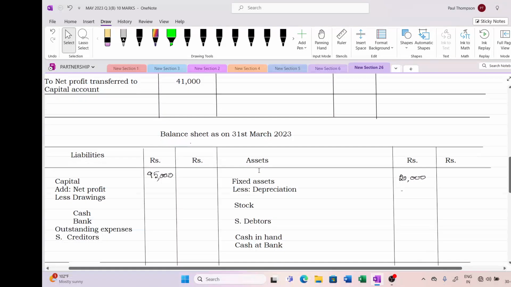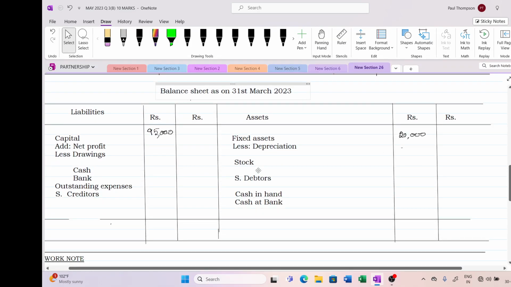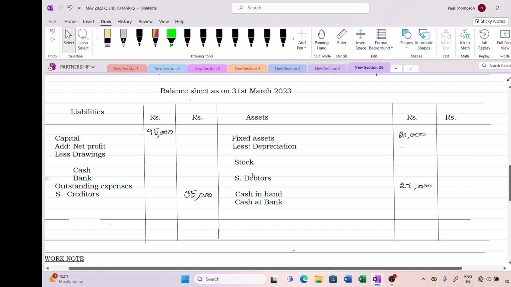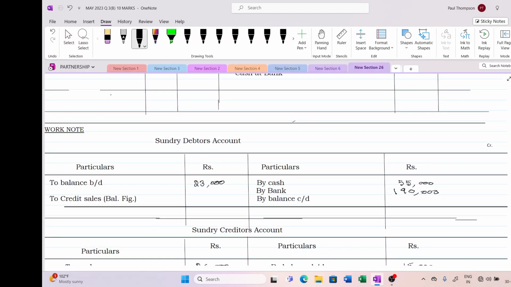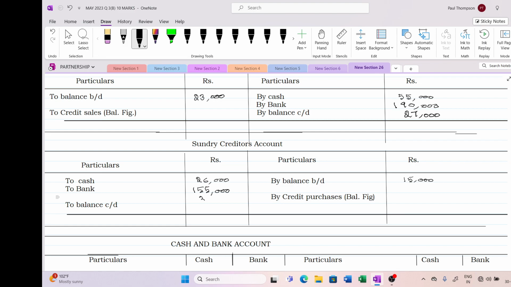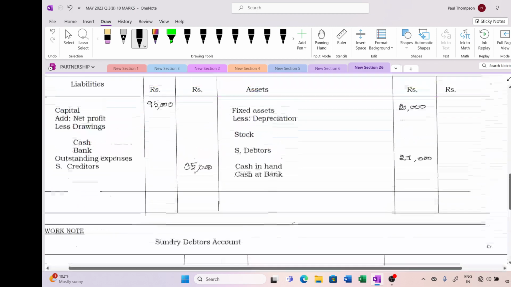Okay. So now moving on to the current balance sheet, sundry debtors, we have to record the amount I have seen, 27,000. Creditors, 35,000. So this is the closing balance. So we have to enter this into our working note also. Balance carried down is 27,000 and creditors balance carried down is 35,000. Okay, so now we can go to the next item.